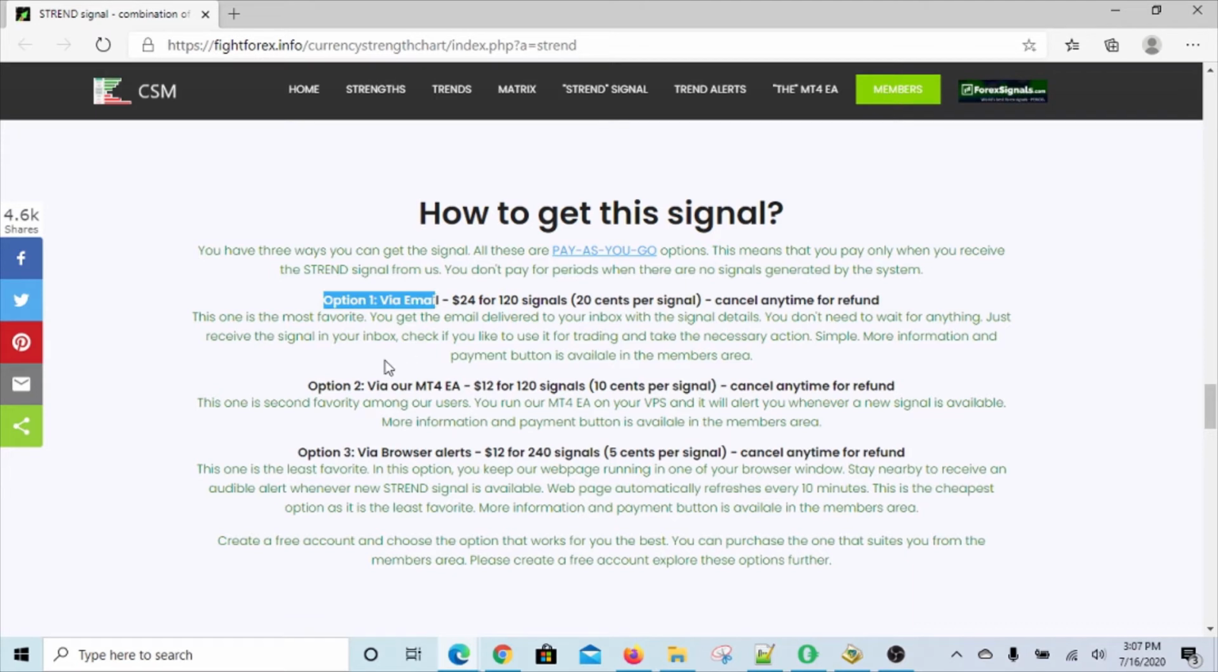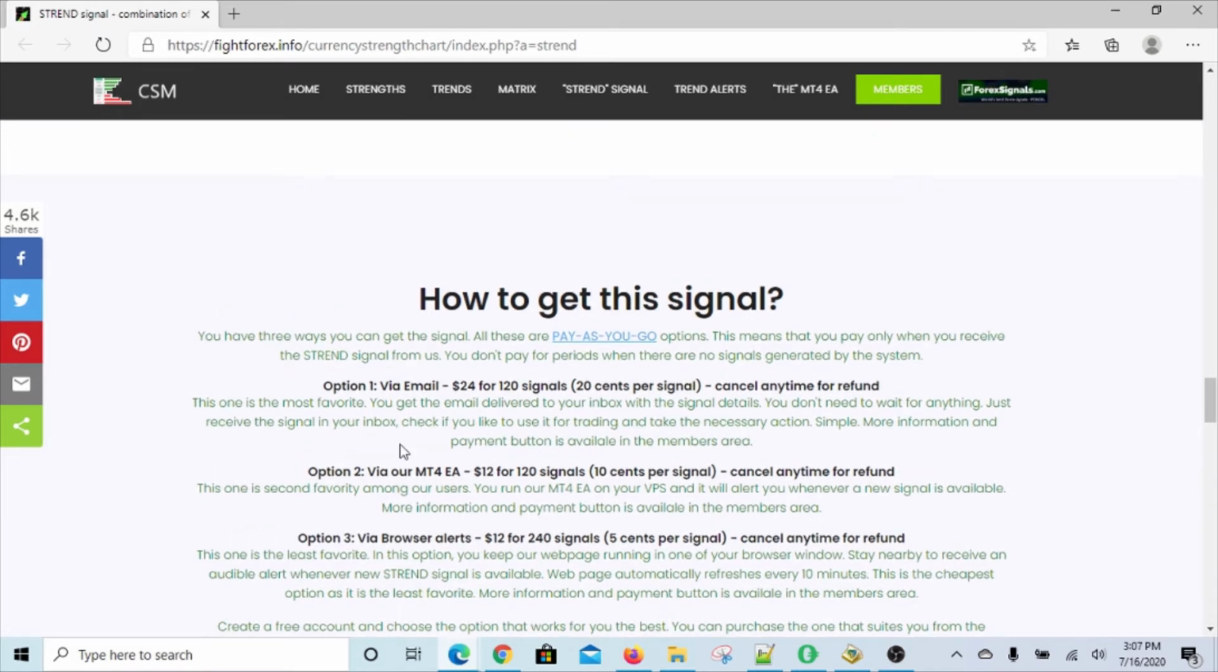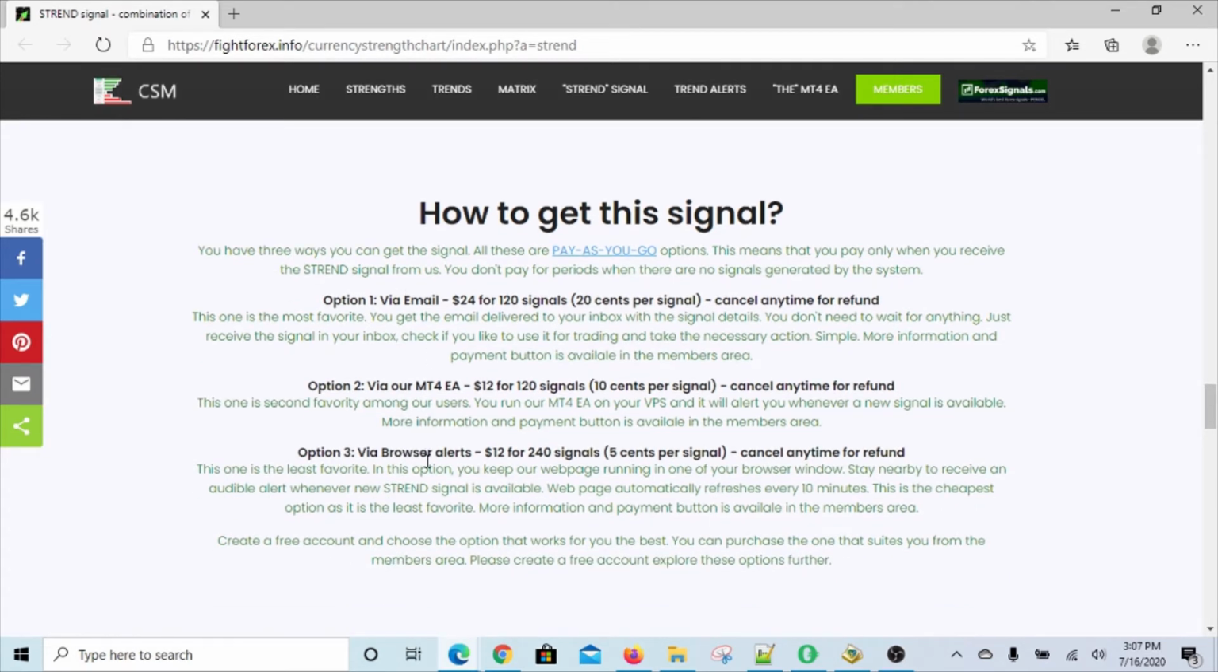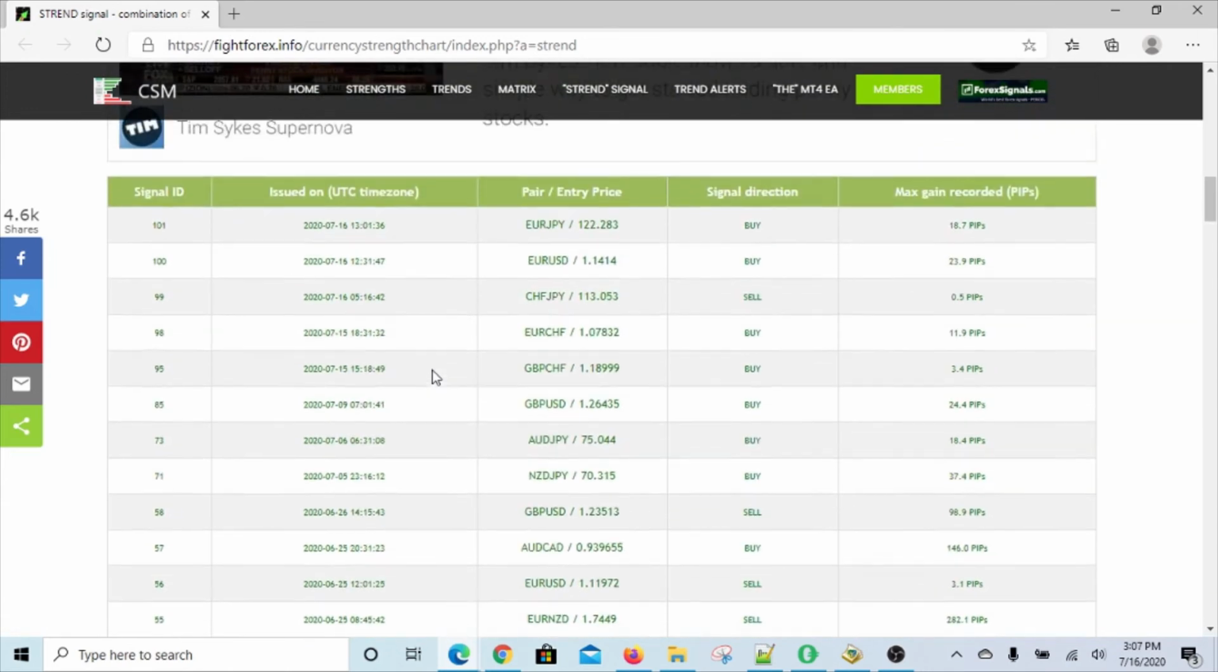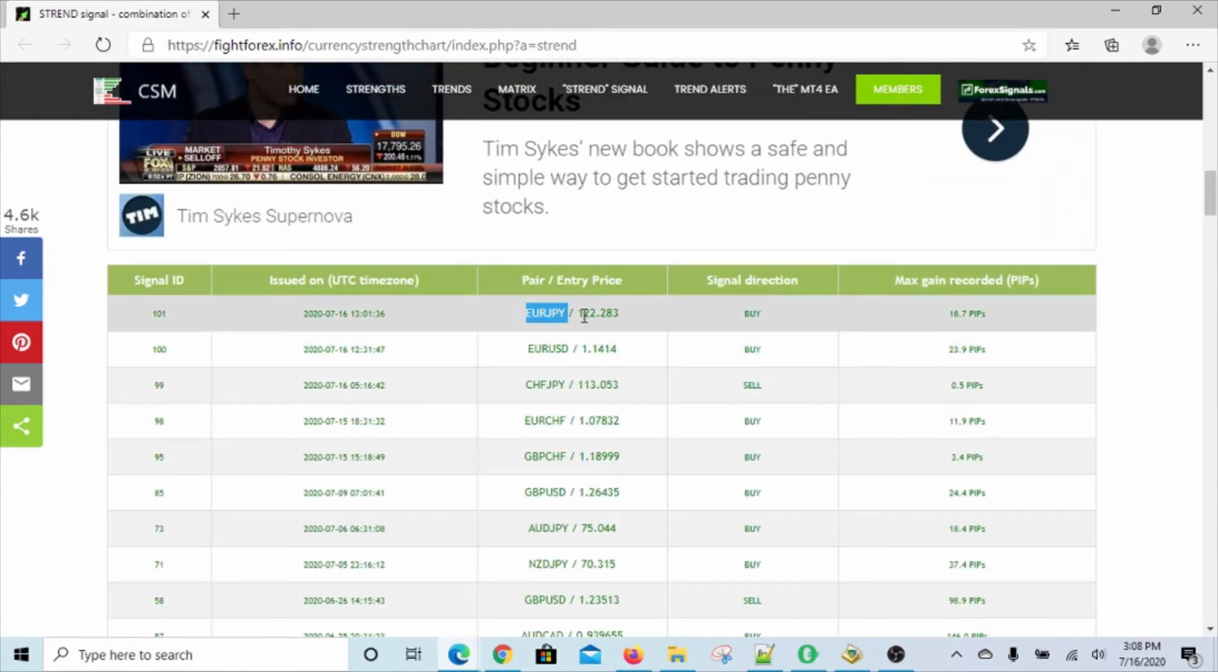Okay. Now, how the signal is delivered to you is essentially explained here. It is delivered via email, and via MT4. We have an MT4 that can give it to you, and it can also be delivered via browser, where you just keep refreshing or keep looking at this page. It actually auto refreshes itself every 10 minutes and alerts you when there is a new signal available. But you get it via these three mediums. Now let's assume that you chose to get it through email and you paid for that email service. Then the system will be sending you that email. In this example again, the email will basically tell you that Euro JPY around this price point is a good candidate for buy.